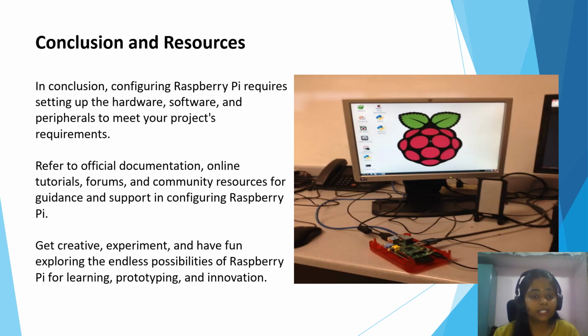So moving on to the next slide, we have conclusion and resources. In conclusion, configuring Raspberry Pi requires setting up the hardware, software, and peripherals to meet your project requirements. Refer to official documentation, online tutorials, forums, and community resources for guidance and support in configuring Raspberry Pi. Get creative, experiment, and have fun exploring the endless possibilities of Raspberry Pi for learning, prototyping, and innovation.